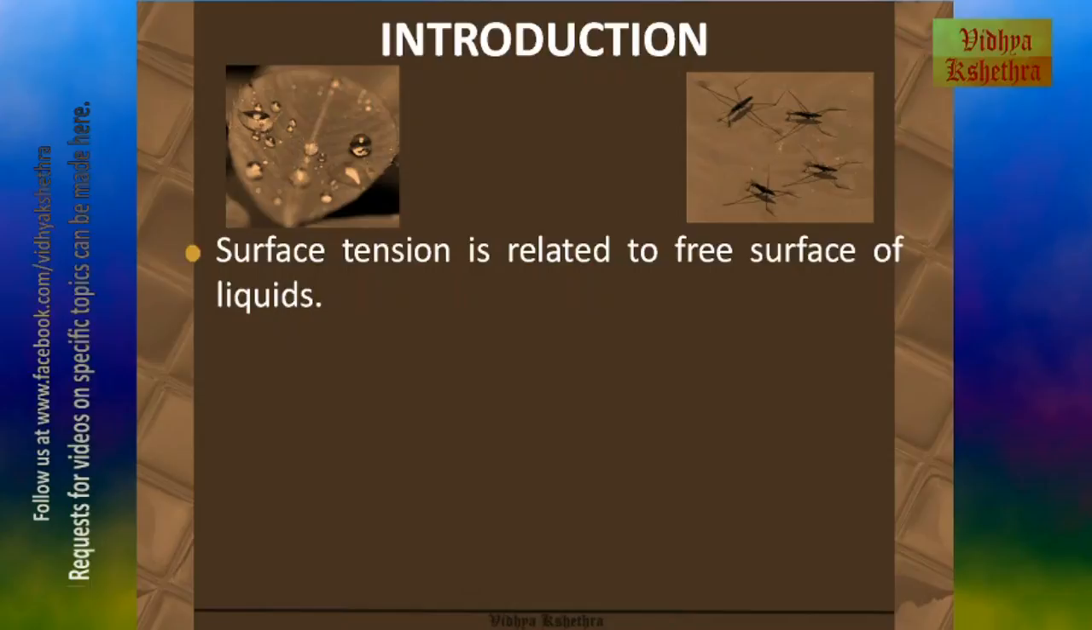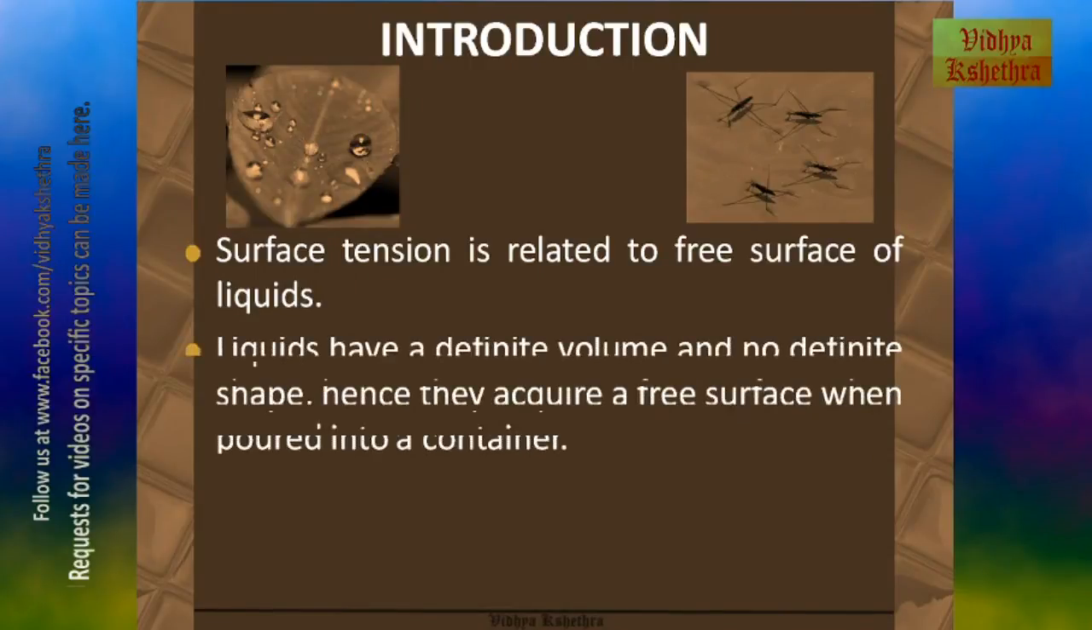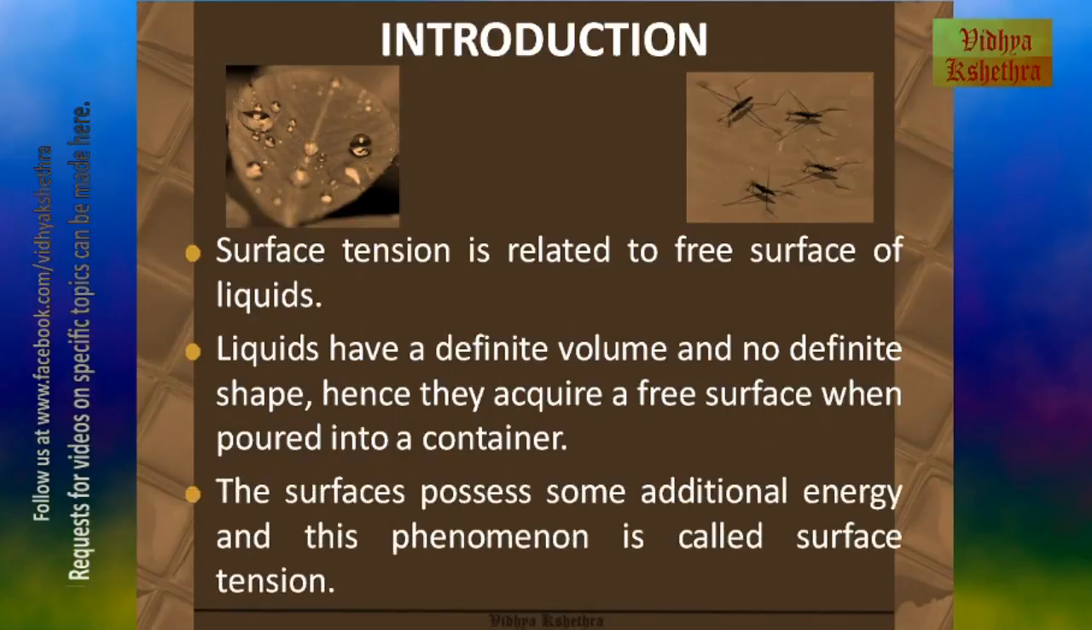Surface tension is related to the free surface of liquids. We all know that liquids have a definite volume and no definite shape. Hence, they acquire a free surface when poured into a container. The surfaces possess some additional energy, and this phenomenon is called surface tension. Surface tension is on account of the extra potential energy possessed by the liquid molecules at the surface of the liquid.